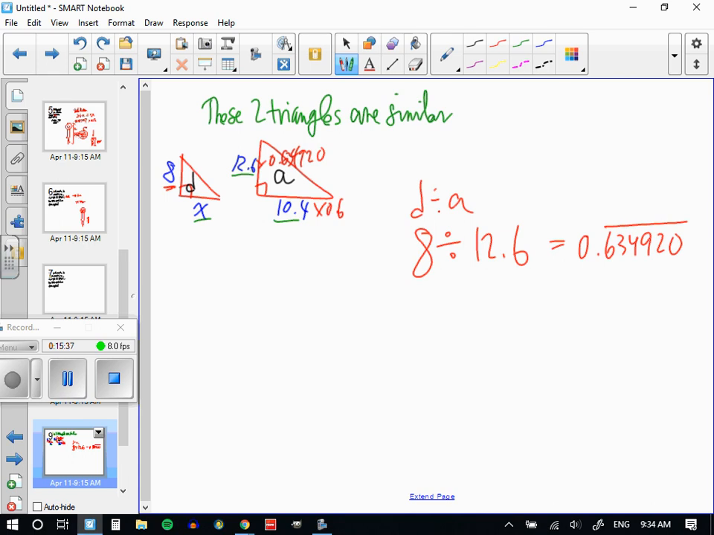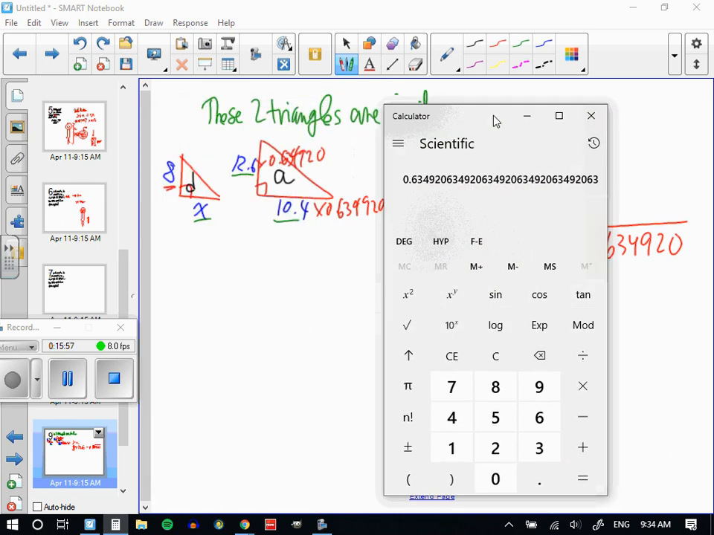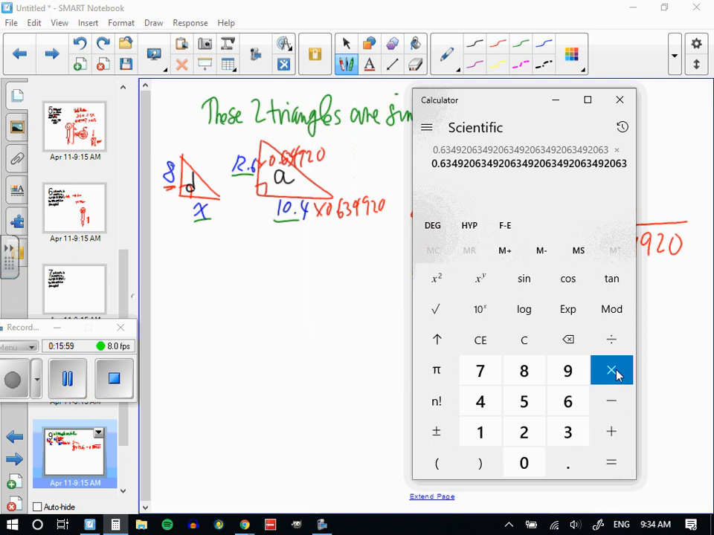0.634920. Now, here's the thing. Obviously, I'm going to have a hard time putting that into the calculator because I can't put repeating decimals. So here's how I'm going to do it. I'm going to go 8 divided by 12.6 again. And it's going to give me that long sequence of numbers again. I don't have to type it in because there it is. And I'm going to take that long sequence of numbers from my calculator and immediately multiply it by my 10.4.